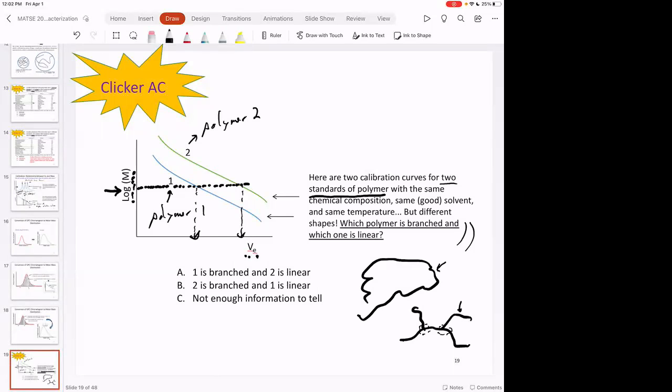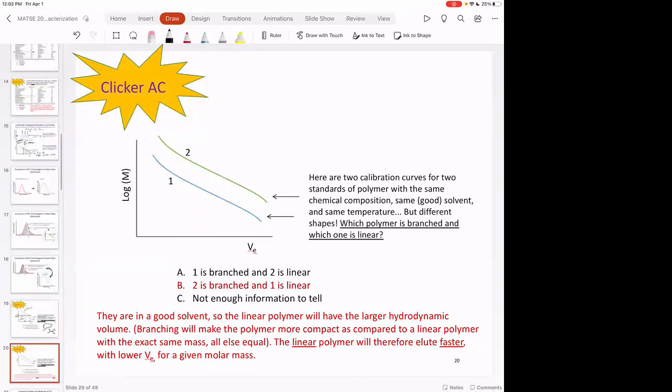All right, we are at 48. That's nice. And if you didn't ring in, here's the answer. 2 is branched and 1 is linear. And that is tricky. That's as tricky as these questions are going to get, because you need to think about the chain architecture. You need to think about what that means for molecular weight, and then you need to think about size.